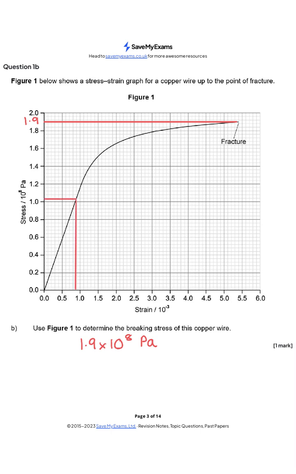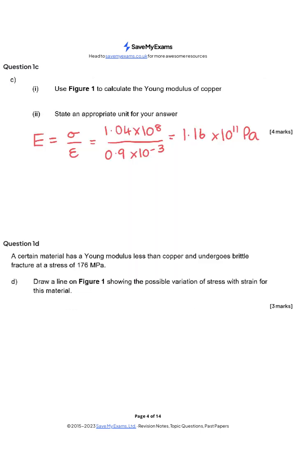The next question wants us to work out the Young's modulus of this. So I've drawn on some lines. You can work out the Young's modulus by working out the gradient anywhere where the graph is still a straight line. So don't do it when it curves, but just before it curves. So I've drawn lines here. It's at 1.04 times 10 to the 8 for our stress and 0.9 for our strain. And then I will put them in our equation, stress divided by strain. When you divide it, you get a Young's modulus of 1.16 times 10 to the 11, and we've got to give a unit, so pascals, or you can always put newtons per metre squared as well.